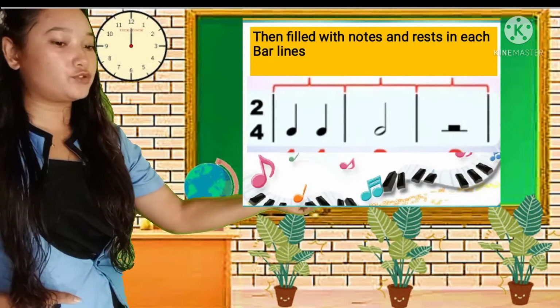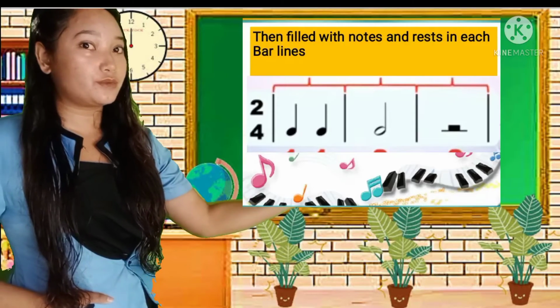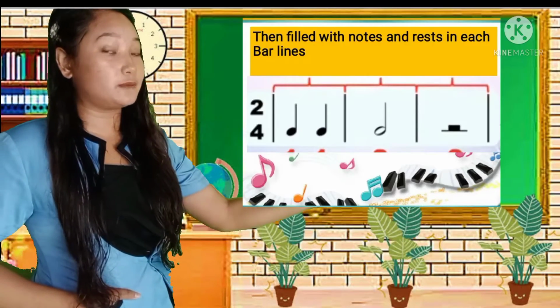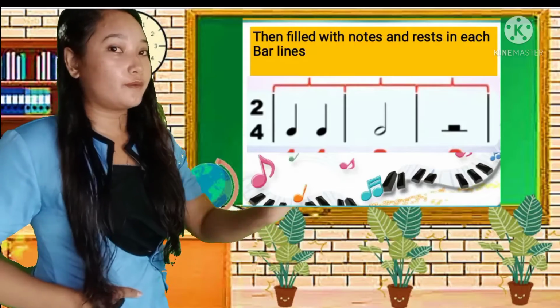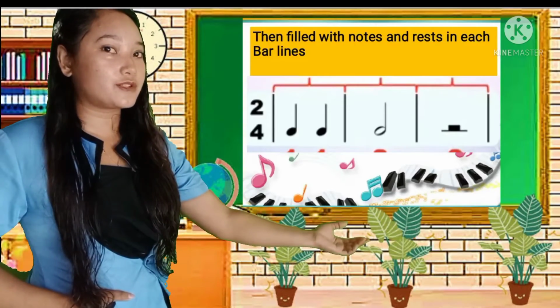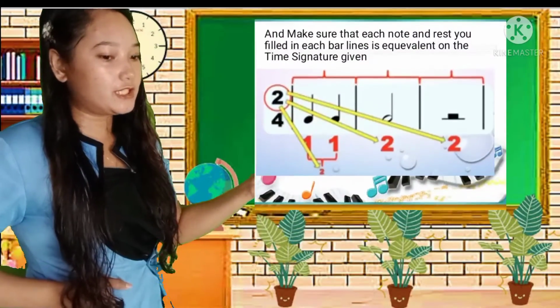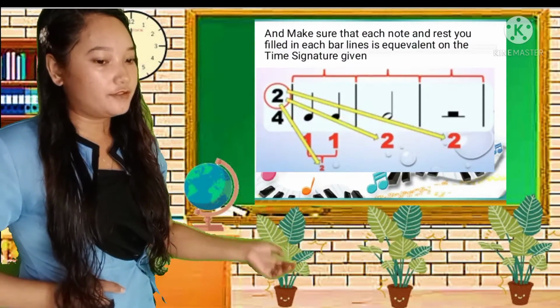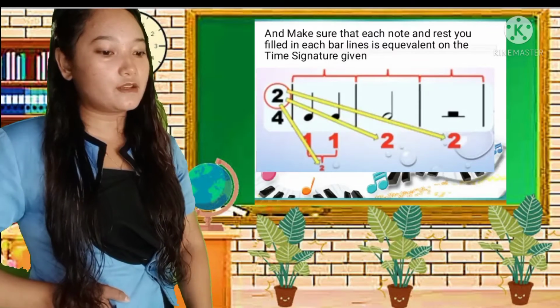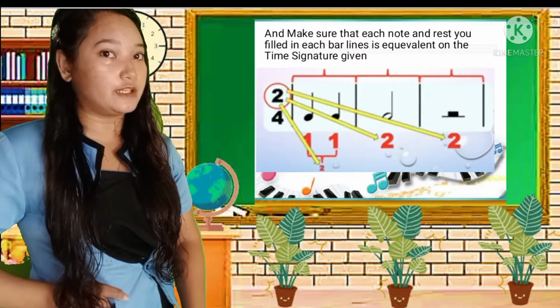It has a quarter note which has 2 beats, and then in the second measure it has a half note with 2 beats, and in the third measure it has a half rest with 2 beats. Make sure that each note and rest you fill in each bar line is equivalent to the time signature given.